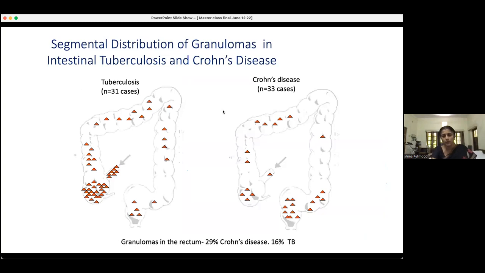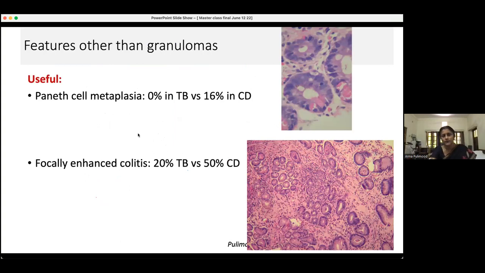When we looked at where granulomas were located, we plotted every single granuloma that we saw in this particular series. And here you see in TB, most of the granulomas are located in the ileum, cecum, and ascending colon. Whereas in Crohn's disease, there are more granulomas in the rectosigmoid than in any of the other sites. So you see a distal predominance of granulomas in Crohn's disease, unlike in tuberculosis. Paneth cell metaplasia in the left colon was not seen in TB, but we saw it in 16% of our Crohn's cases. And focal colitis was seen in 50% of our cases of Crohn's, but only 20% of tuberculosis.